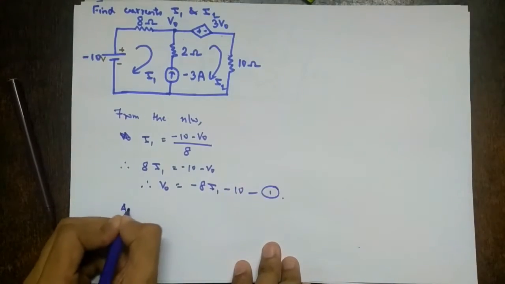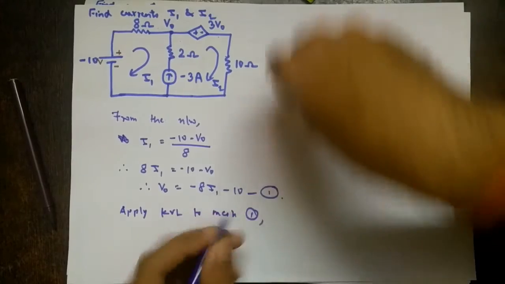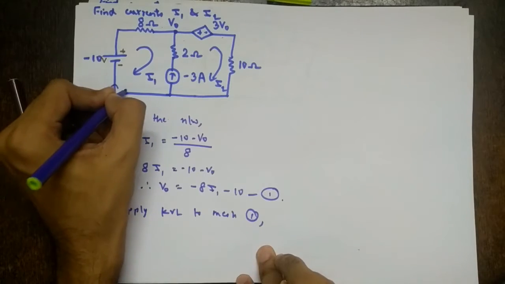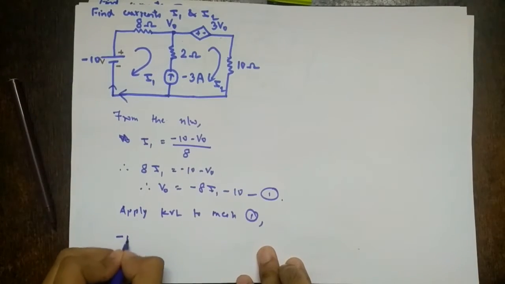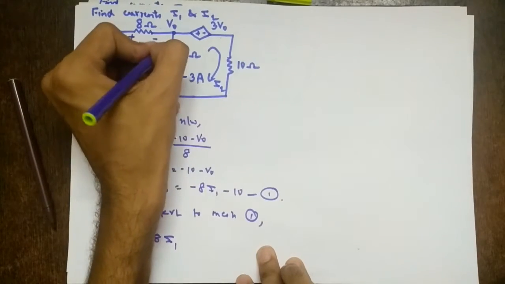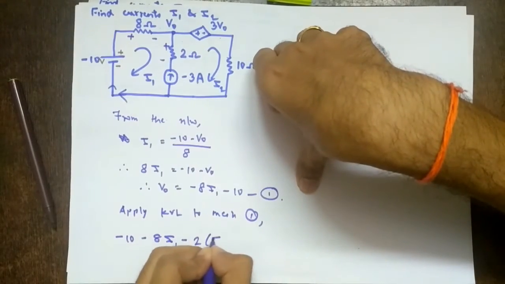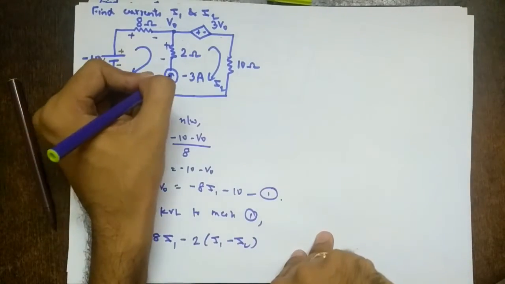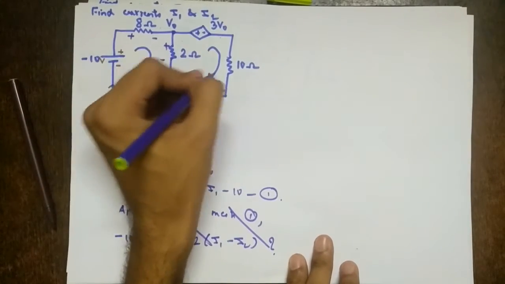Then simply apply KVL to mesh 1. For the first sum I'll write in detail now. Let's start from here. We travel like this and come here. Minus to plus, so plus, but the value itself is negative, so minus 10. Then this will be plus minus, so minus 8 I1. Then this will be plus minus 2 times (I1 minus I2), since this current is also there. But what is happening here? I am getting a current source, so we'd write I into R. What is the R? We don't know. So we cannot apply KVL to mesh 1. Similarly, we will not be able to apply KVL to mesh 2.